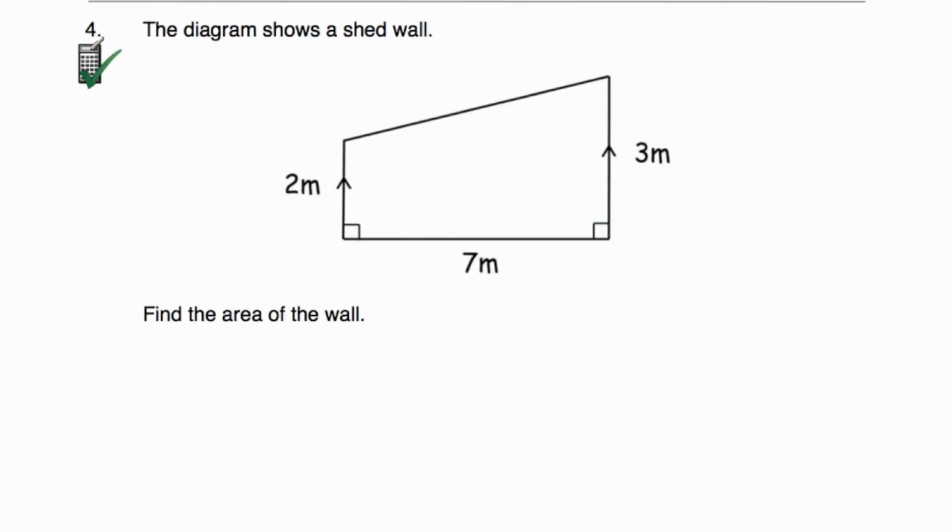Okay, question number 4. So question number 4 says the diagram below shows a shed wall. So here we've got a shed wall. The height of the left-hand side is 2 meters, the height of the right-hand side is 3 meters, and the width of the wall is 7 meters. And we've been asked to work out the area of the wall.